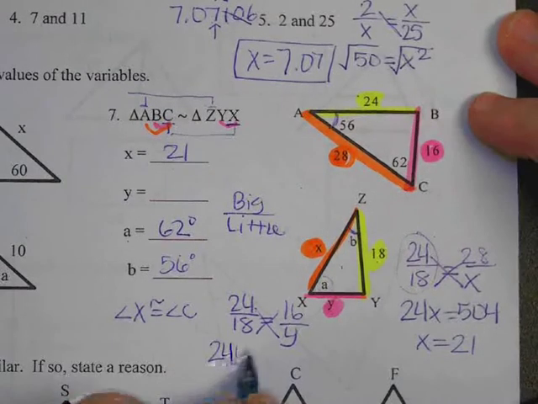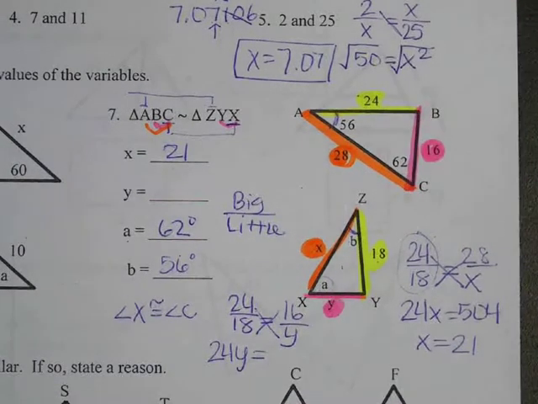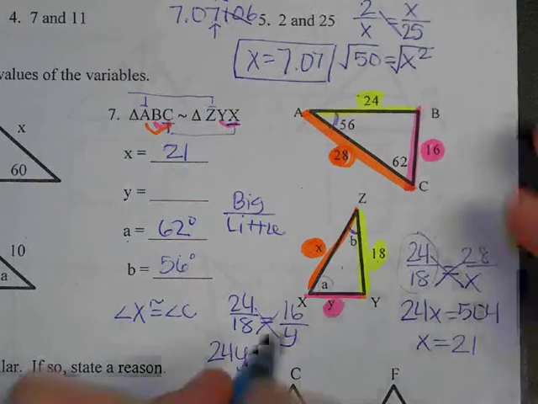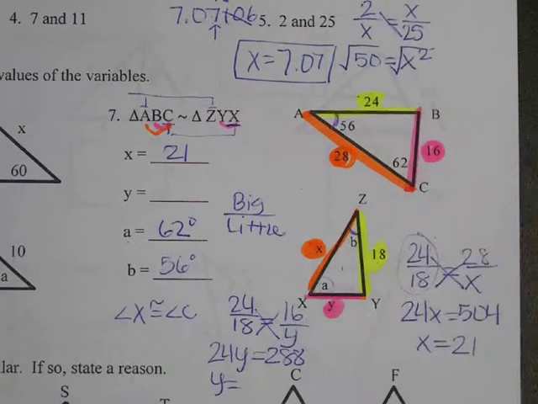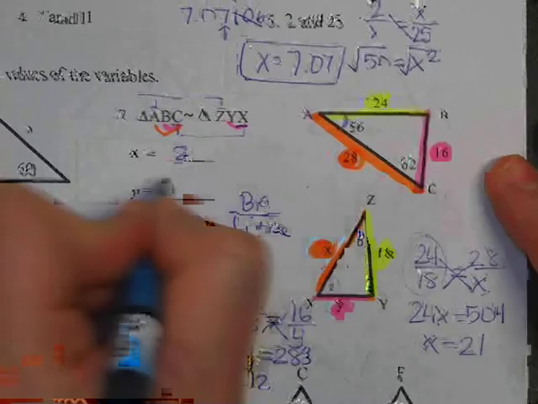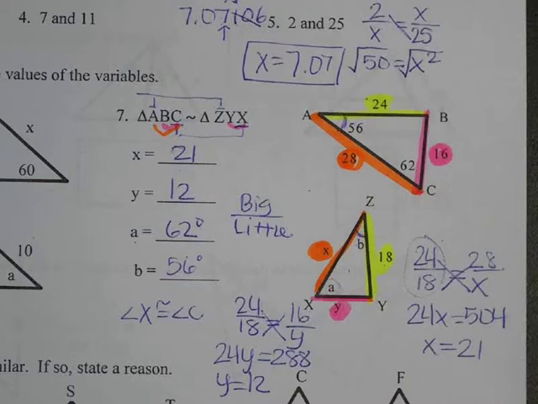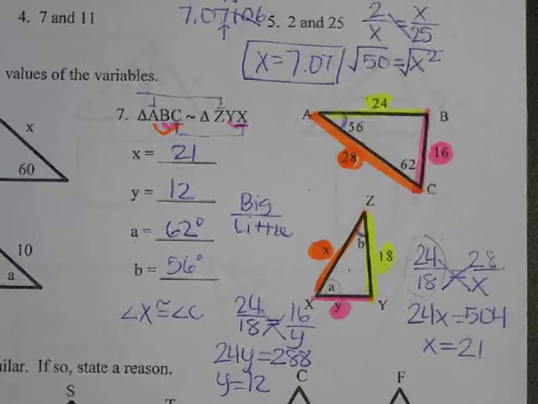We get 24Y equals 18 times 16, which is 288. And then I'm going to divide both sides by 24 to get Y equals 12. And then we're done. All right, looking at number 9.